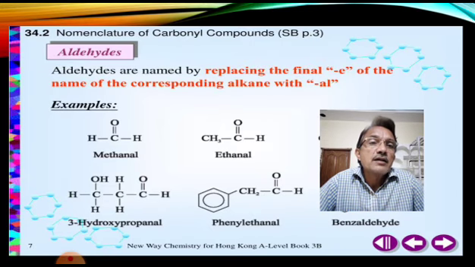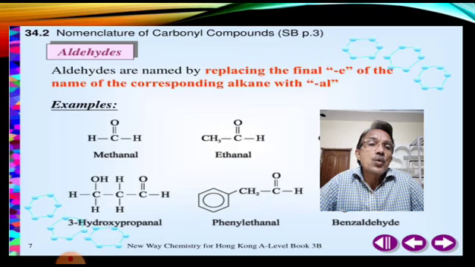The second example for aldehydes is CH3-CHO. This is acetaldehyde. The IUPAC name of acetaldehyde is ethanal. Why? Because two carbon atoms are present. The parent hydrocarbon is ethane, and in ethane the last letter E is replaced by al. Therefore, the IUPAC name of acetaldehyde is ethanal.